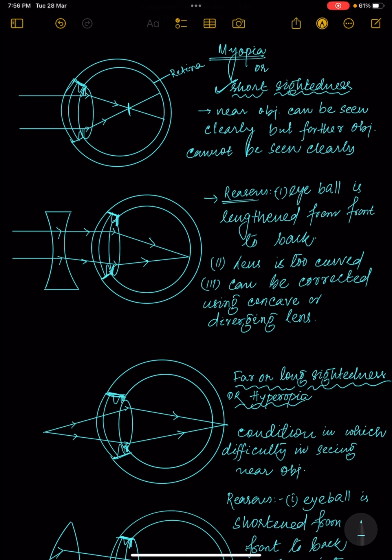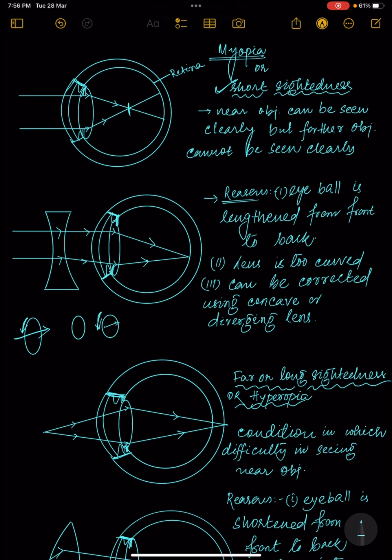Now we will discuss what the condition of the lens is. So this is a normal lens. Suppose this is a normal lens and it is lengthening from front to back in this direction. So it might become quite like this. It will become near to a circle. And you can see that the curved surface area in the first part is less than the curve now formed due to the lengthening of the eyeball.